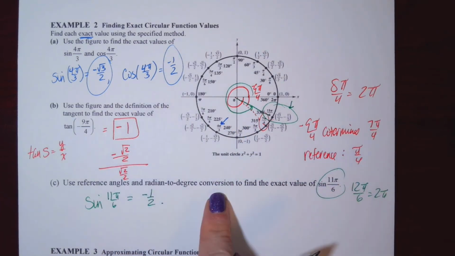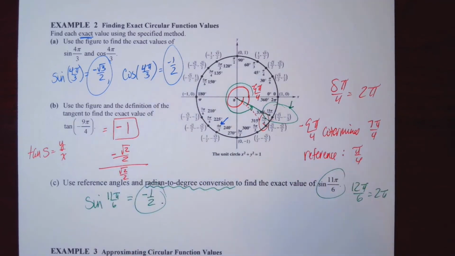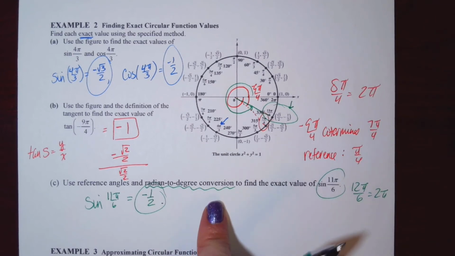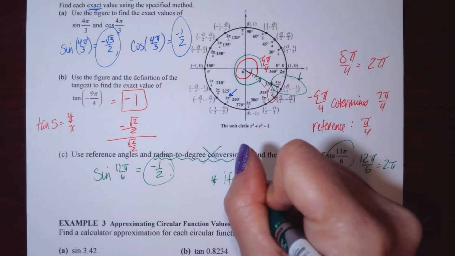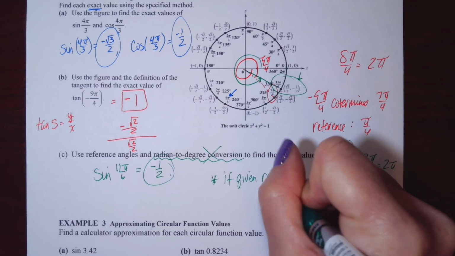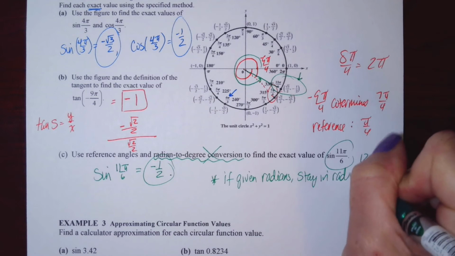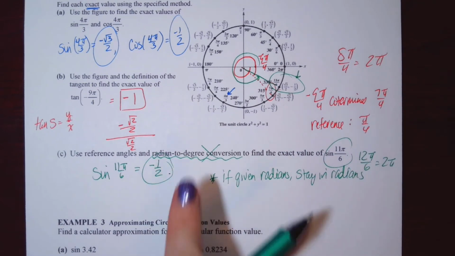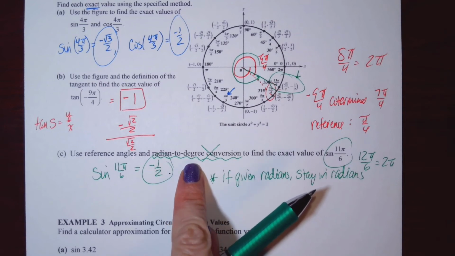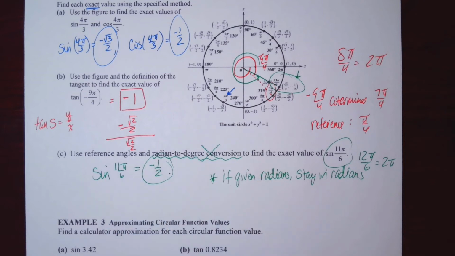Now, haha, they wanted us to use radian to degree conversion. I totally ignored that. Here's why I totally ignored that. You're not going to see that instruction very often at all. In general, if you are given radians, stay in radians. If you're given degrees, stay in degrees unless you are told differently. I don't want you to have to depend on converting everything back to degrees. I want you to be able to start thinking in terms of radians.